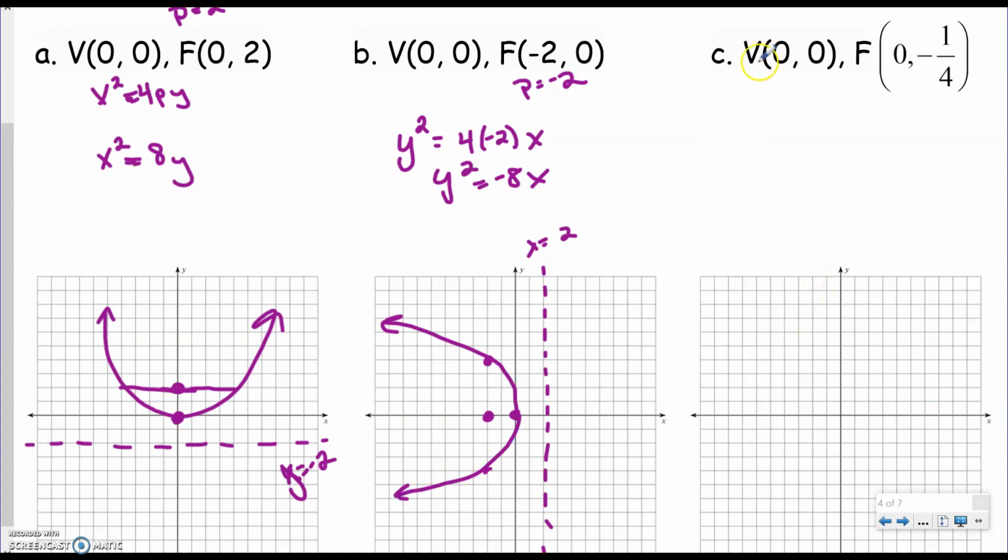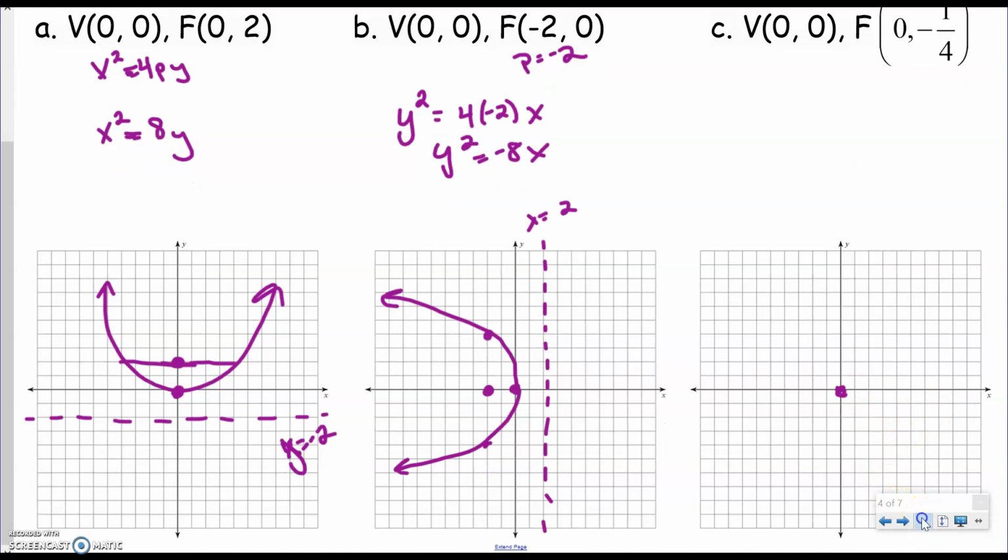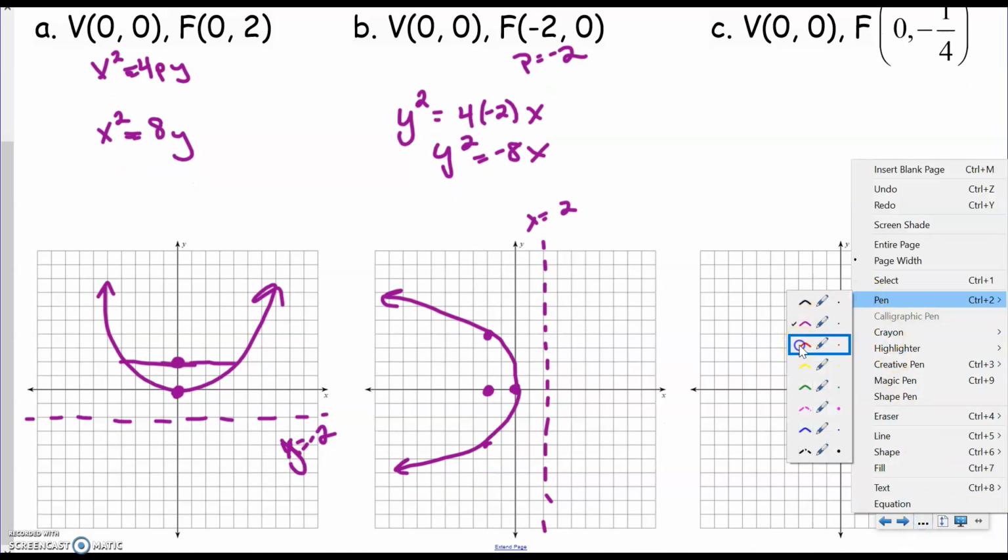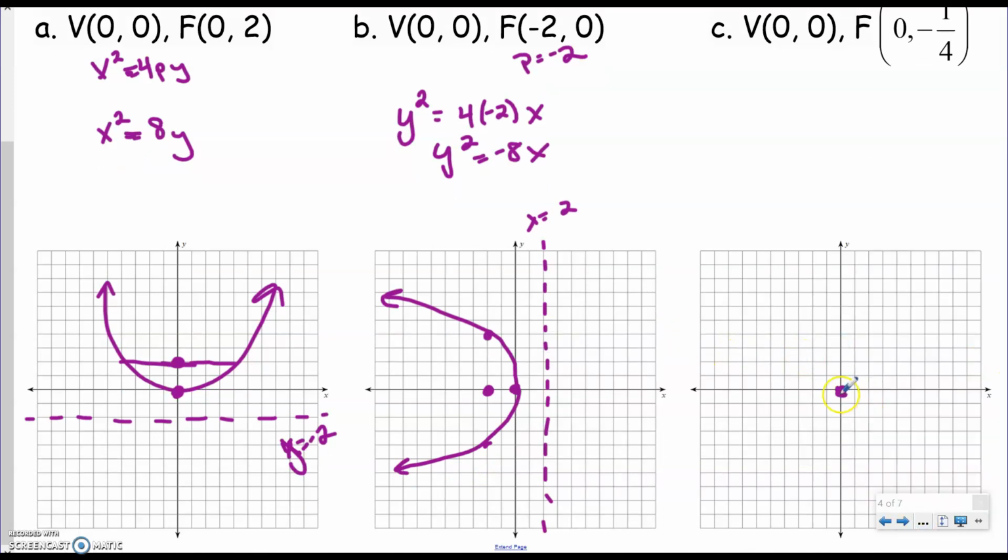Okay, last one. Vertex is at 0, 0. Focus is at negative 1/4, which is really hard for me to show you on this. Use a different color here. So negative 1/4 here. So the distance is negative 1/4, or P is negative 1/4, I should say. So I'm going to go ahead and draw my directrix in up here.